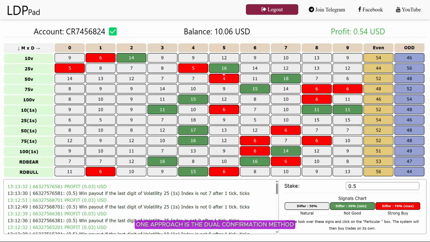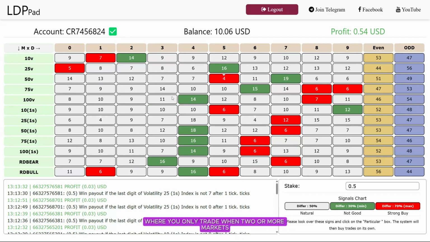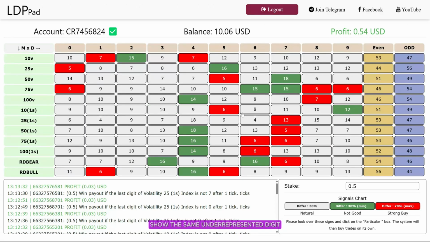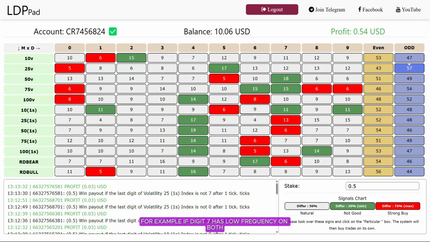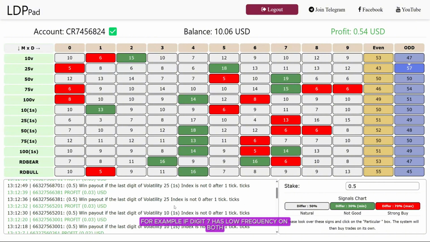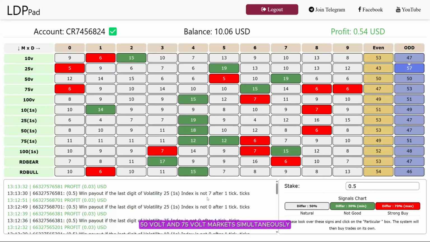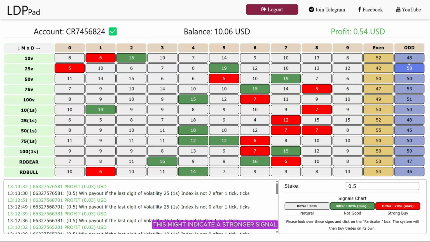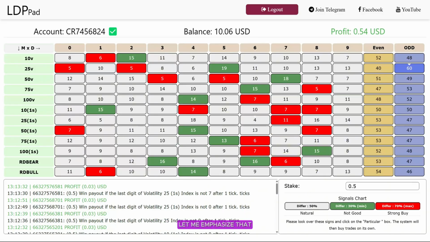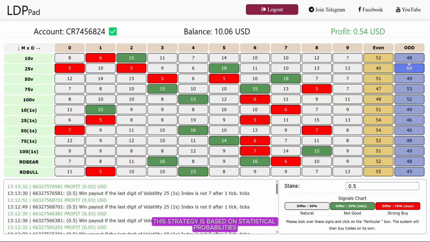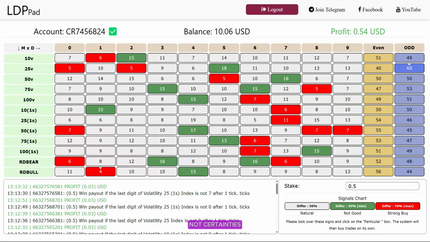One approach is the dual confirmation method, where you only trade when two or more markets show the same underrepresented digit. For example, if digit 7 has low frequency on both 50-volt and 75-volt markets simultaneously, this might indicate a stronger signal. Let me emphasize that this strategy is based on statistical probabilities, not certainties.